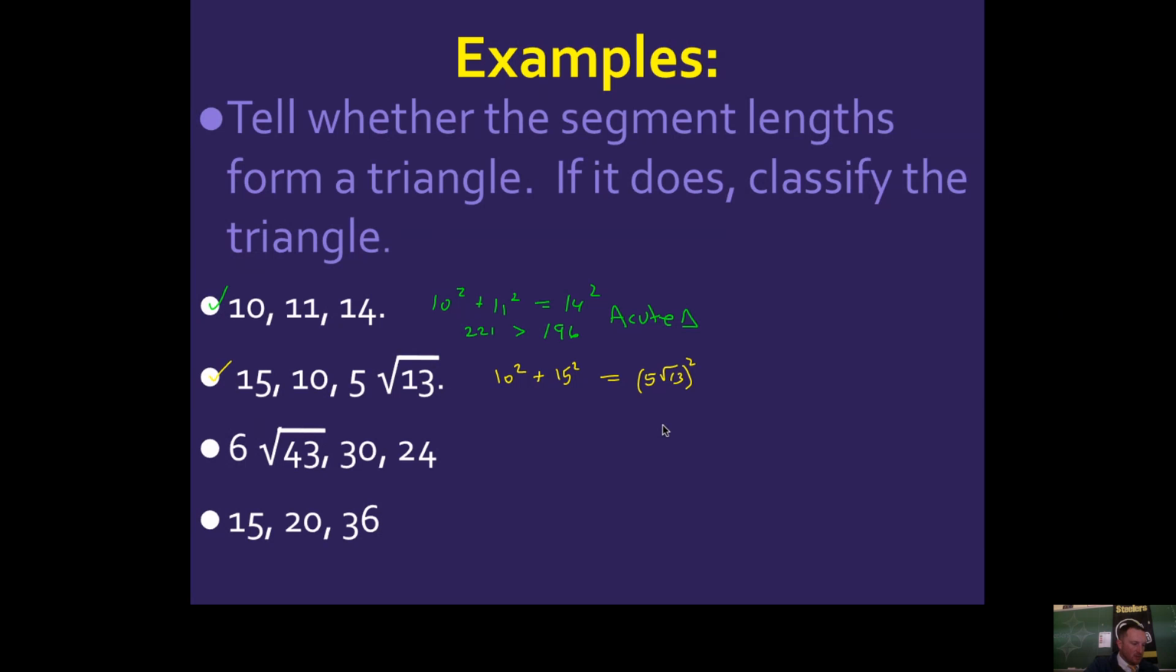Ten squared plus 15 squared gives you 325. The square root of 13, I'm just going to type that in first. That gives me that number that was bigger than 18. Now I'm just going to hit the squared button, and that gives me exactly 325. That means this is a right triangle.